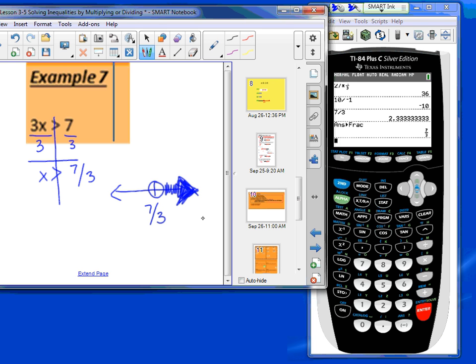Oh, about the decimals and stuff? Not on these, only on word problems is when you have to ask about the decimals and the negatives. Yeah, good question though.